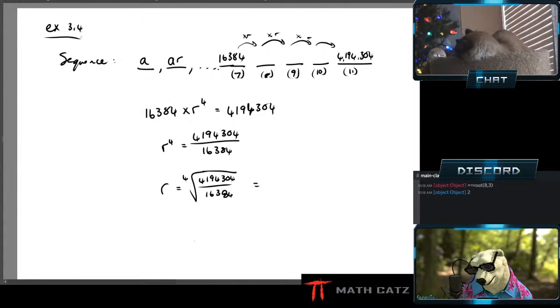Sixteen, 3, 8. 4th root. Like that. Oh, yeah, sure. 4. So now I know I multiply by 4 every time.